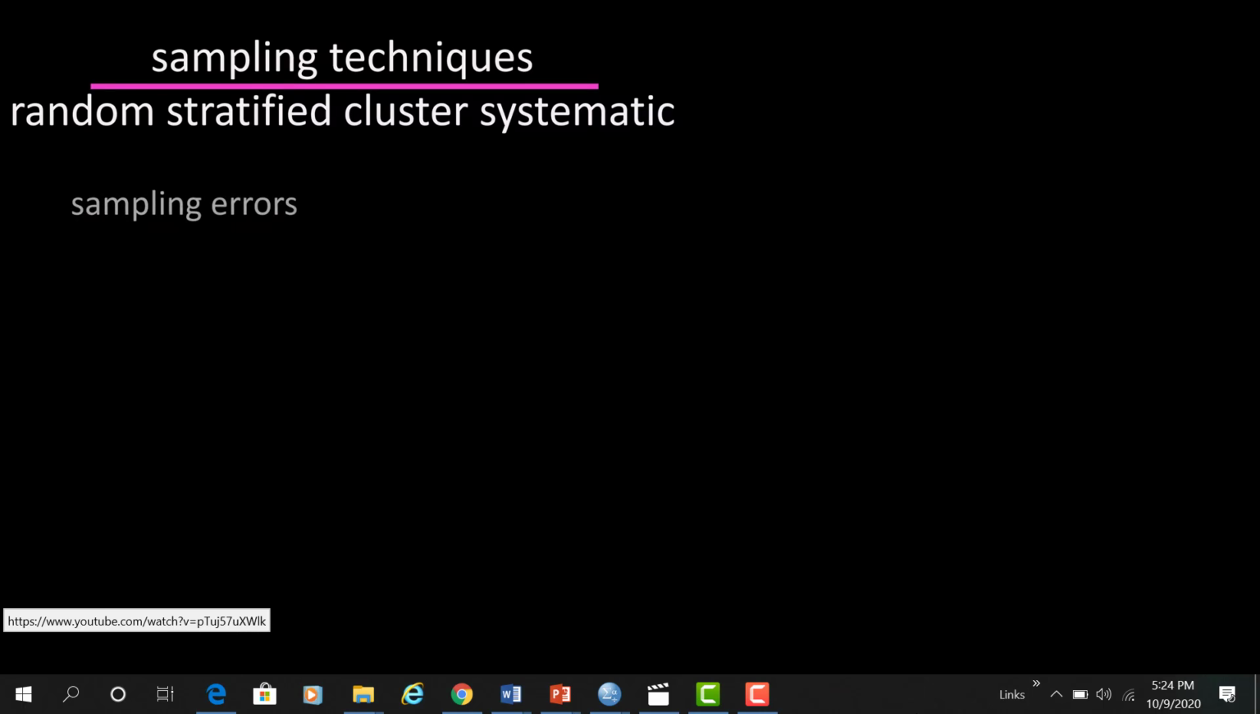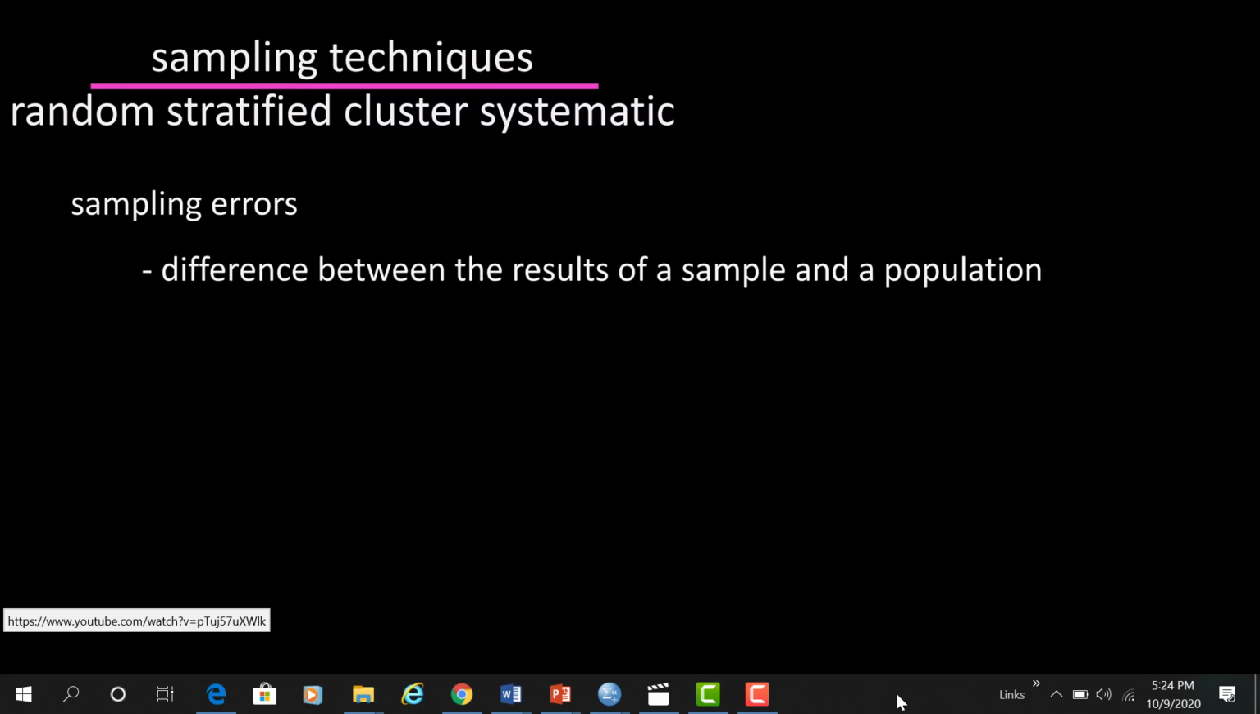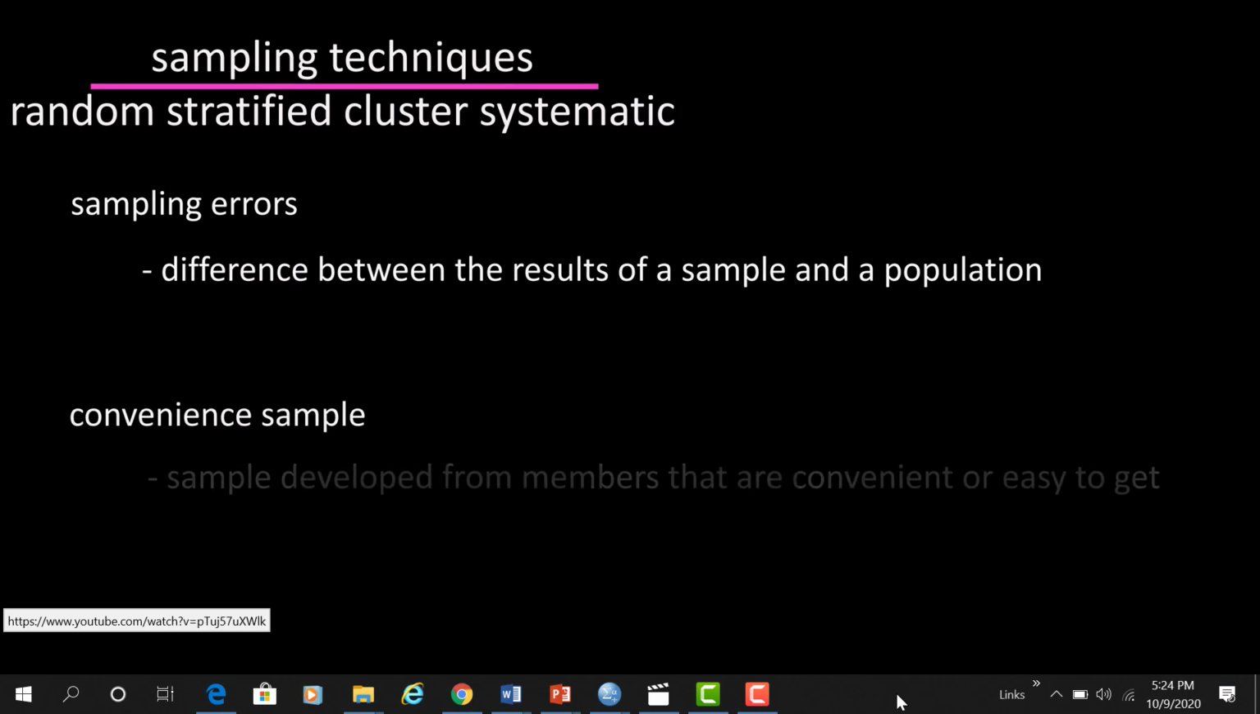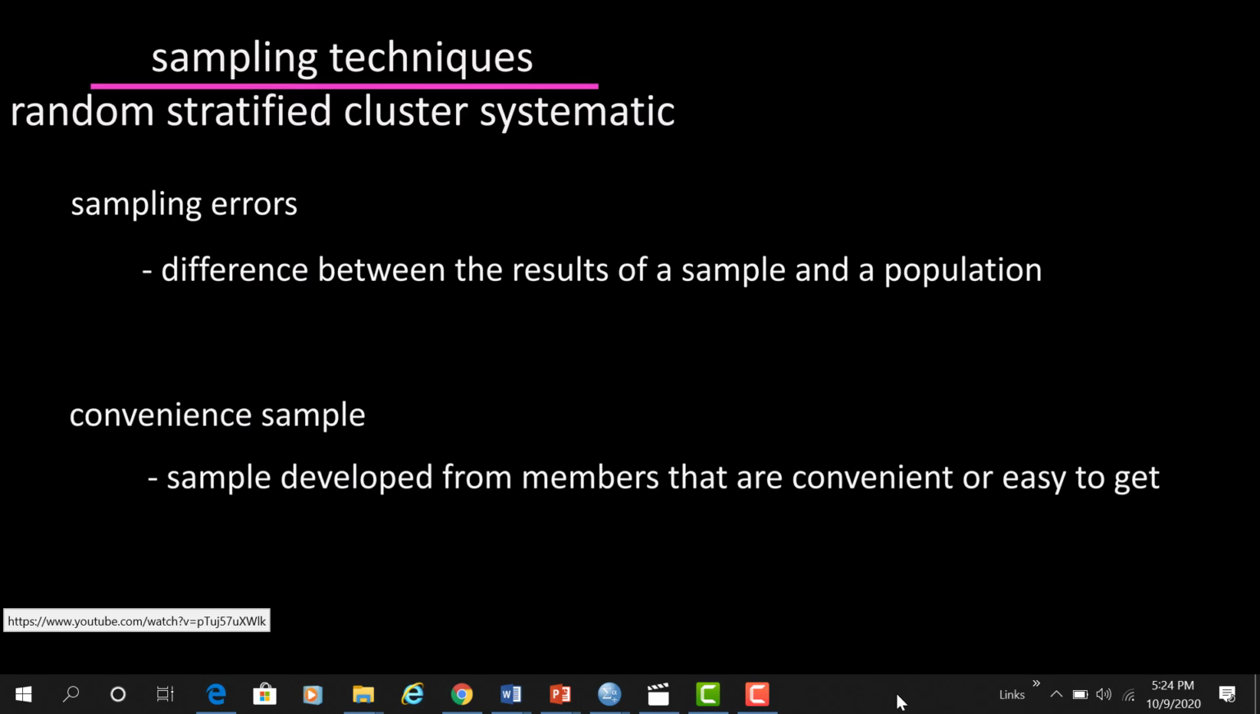Another note, even when using the best sampling methods, a sampling error, which is the difference between the results of a sample and a population, can occur. And there is one other sampling method called a convenience sample, where a researcher develops a sample from members of the population that are easy to get or convenient. Many times these samples lead to biased results.